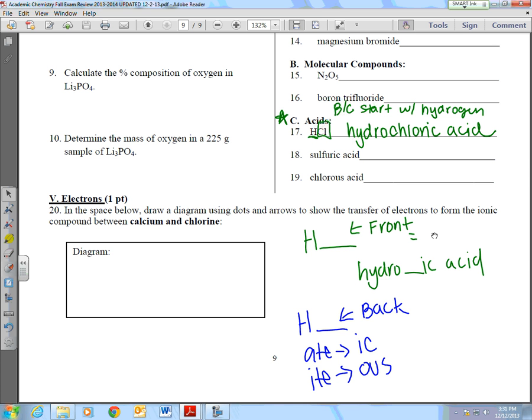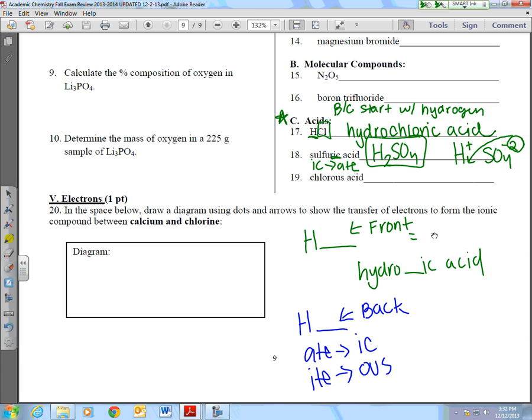So here's my question for you now. 18 and 19. These don't have hydro in them. So where am I going to find the part that goes behind the hydrogen? On the back of your periodic table, meaning they have to be a polyatomic ion. Does that make sense? So if this is sulfuric acid and ic and ate go together, it's going to change back to ate. So I'm looking for something called sulfate. What is sulfate? SO4, its charge is -2. You're going to crisscross this with hydrogen. So the 2 goes down here, and I get H2SO4.